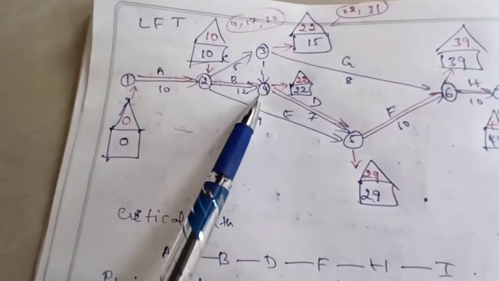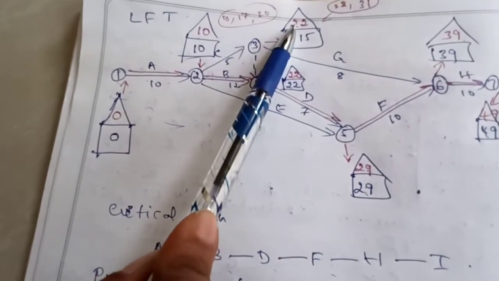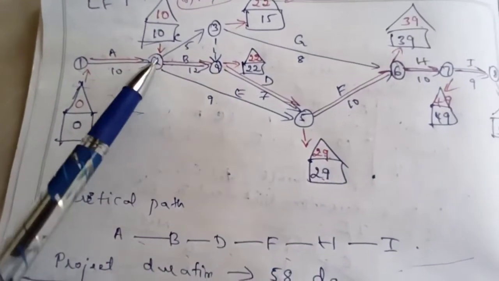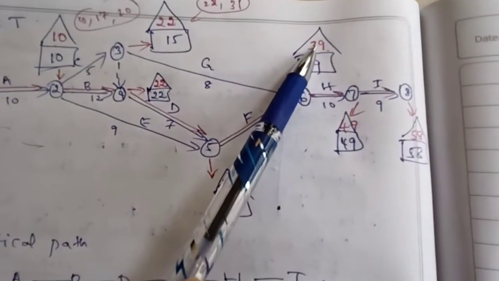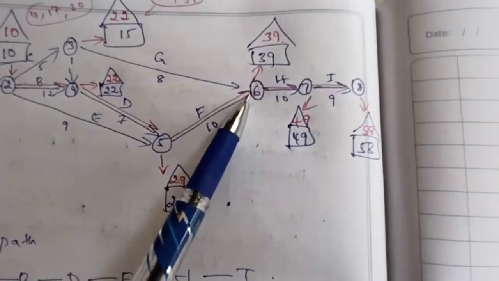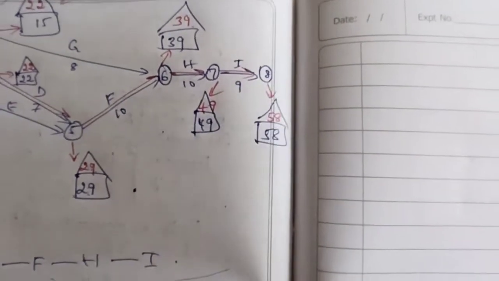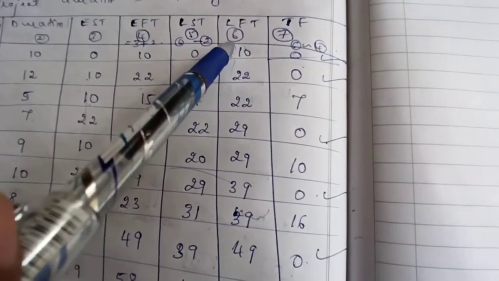For the activity B, it is 22. For the activity C, it is 22. For the activity D, again it is 29. For the activity E, it is 29. For the activity F, 39. For the activity G, 39. For the activity H, 49. For the activity I, it is 58. So that I have written in column 6.